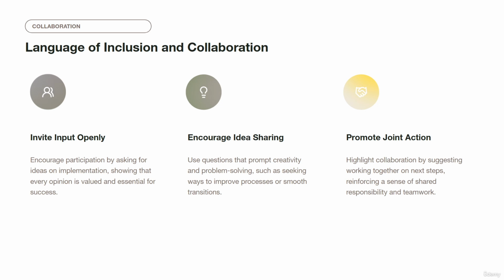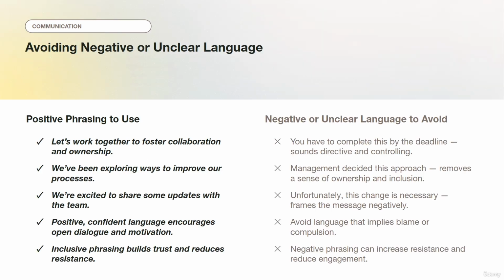And I appreciate some corporate cultures, some general cultures, it's not really the done thing. But if you have someone doing a particular job, let's say 10 hours a day, 5 days a week, for the last 5 years, they're an expert. They're an expert in that job. So ask them what they think. Promote joint action. Highlight collaboration by suggesting working together on the next steps, reinforcing a sense of shared responsibility and teamwork. And then, again, coming back to the idea of framing things positively.